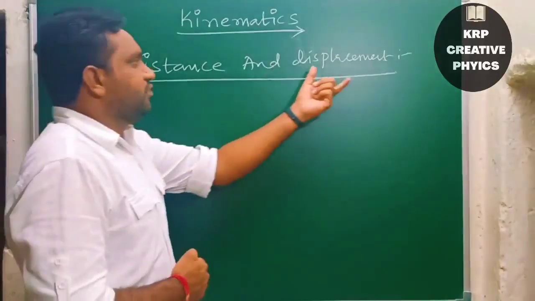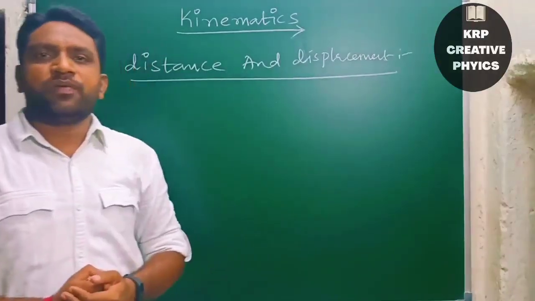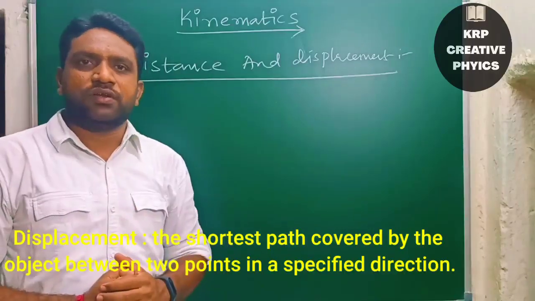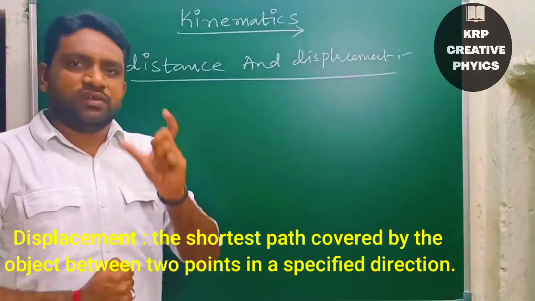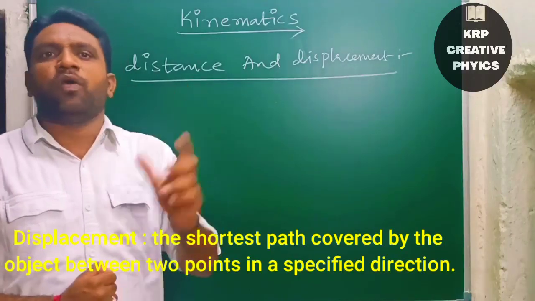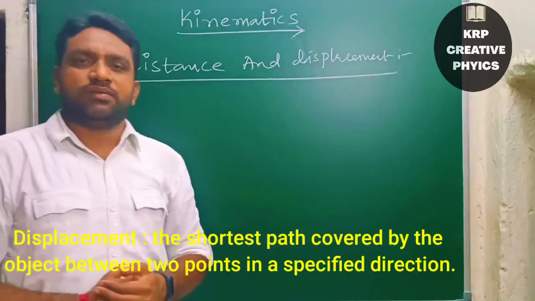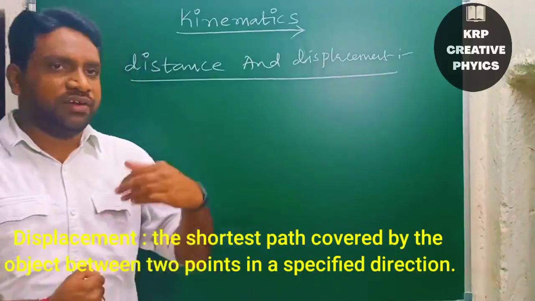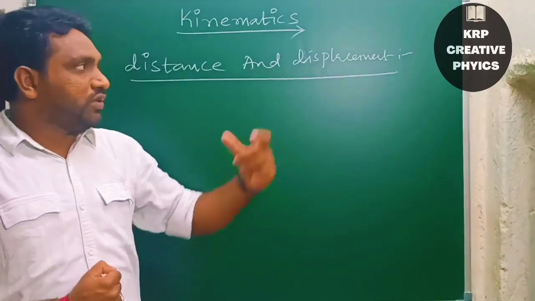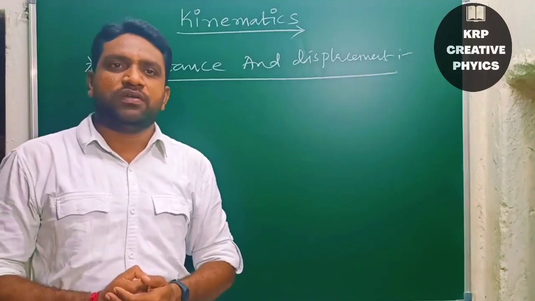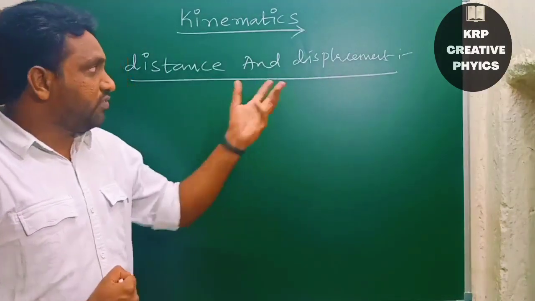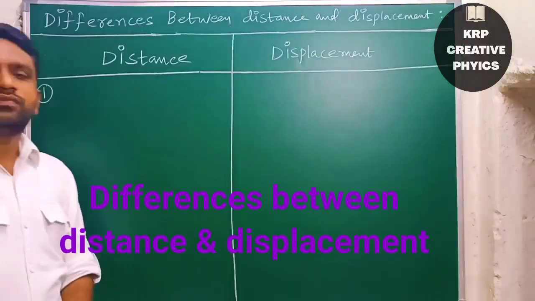And we will see displacement. So what is meant by displacement here? The shortest path covered by the object between any 2 points in a specified direction, or else in a particular direction, is said to be displacement. So that is the definition of displacement. Now we are going to observe the differences between distance and displacement.